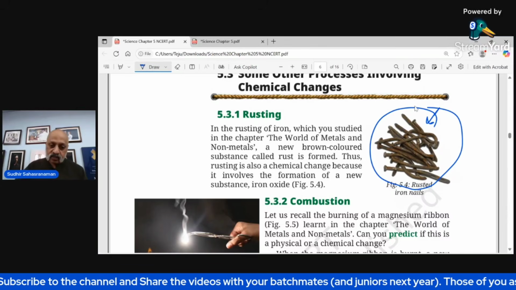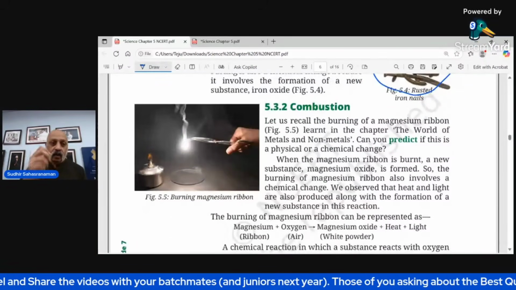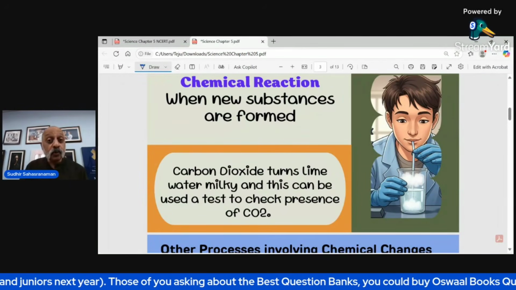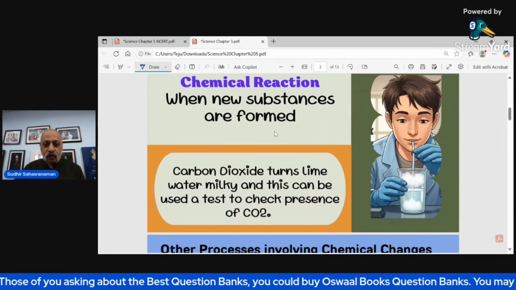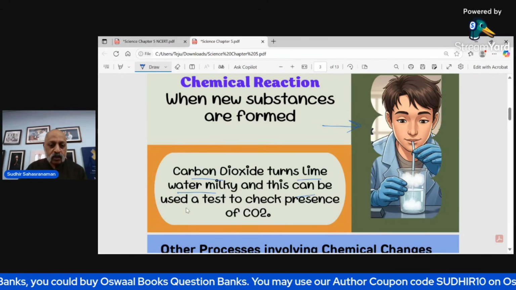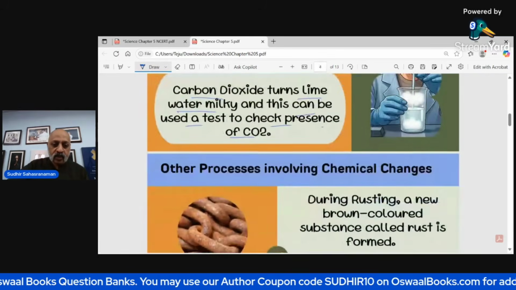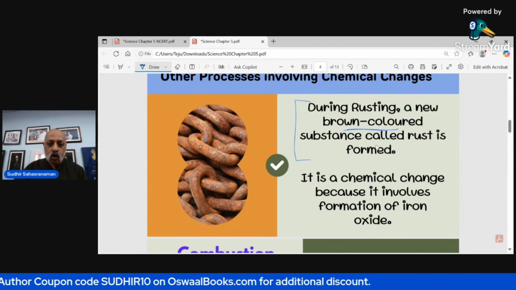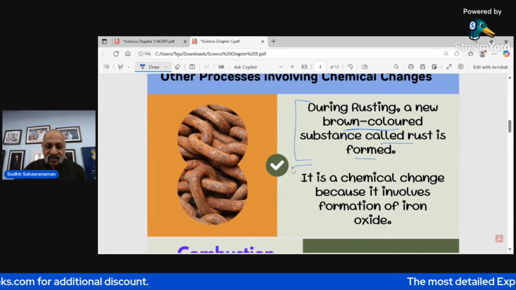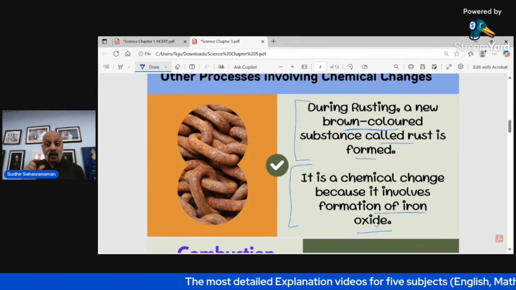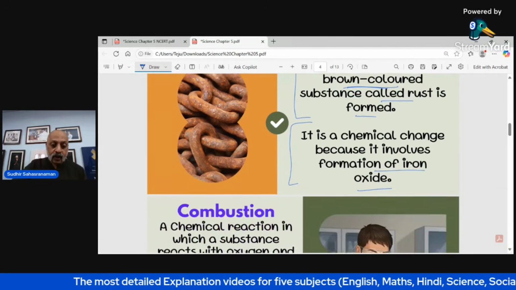That is called rust. The fourth thing which you have to study is combustion. Let me quickly do a recap also. This is what it is, because I've made this beautiful PPT and I'm very happy with the quality of the PPT. Look at the quality of the illustration. So carbon dioxide turns lime water milky, and this can be used as a test to check the presence of carbon dioxide. What are the other processes? During rusting, a new colored, brown colored substance called rust is formed. Here you see these are iron chains which have all got rusted. It is a chemical change because it involves the formation of iron oxide. Oxide, the presence of air.